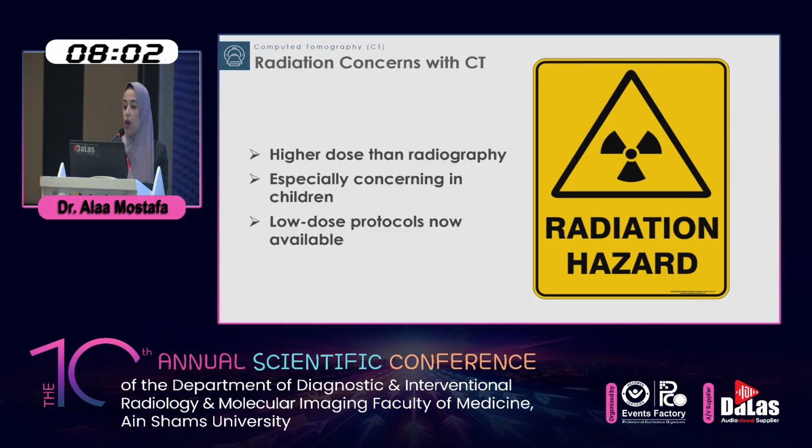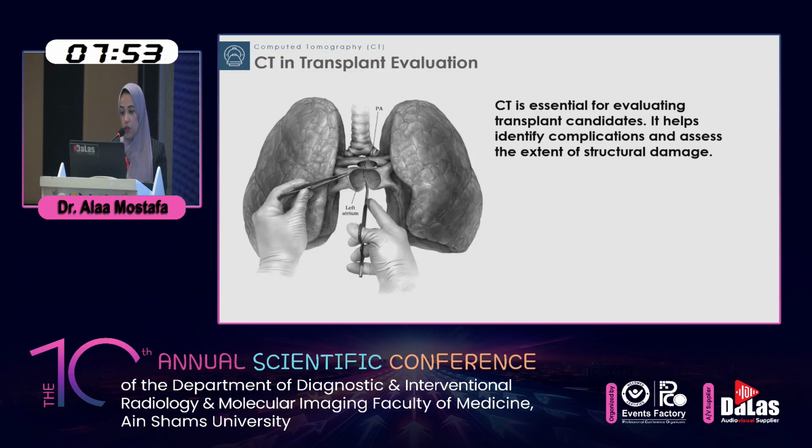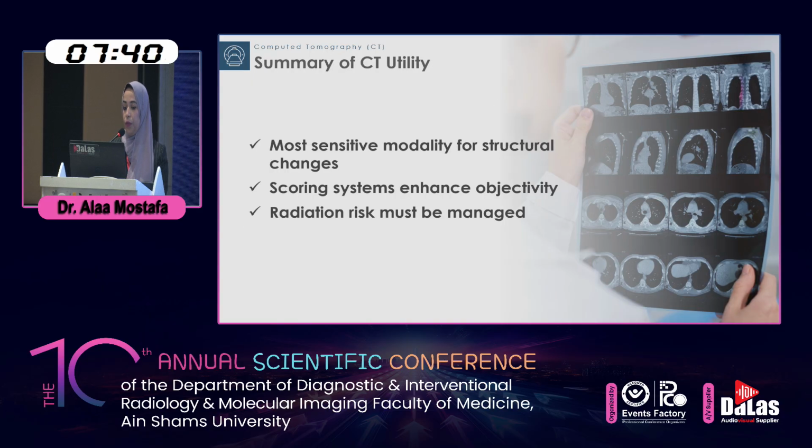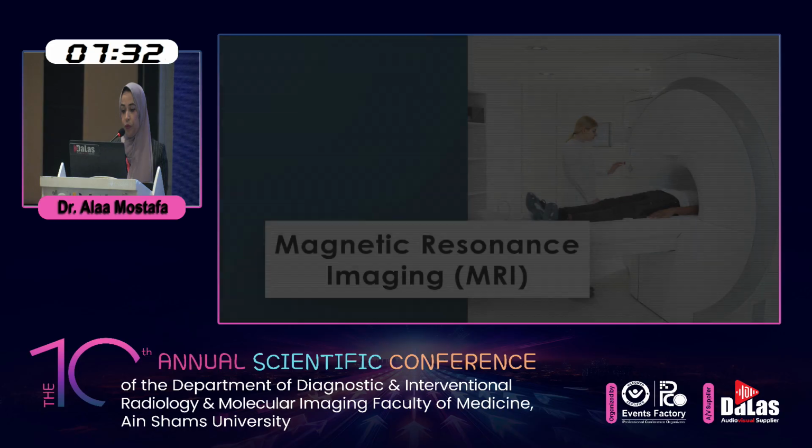CT involves higher radiation exposure, especially concerning in children. Low-dose protocols are increasingly used to mitigate this risk. CT is essential for evaluating transplant candidates. It helps identify complications and assess the extent of structural damage. Pre-transplant imaging assesses lung damage, and post-transplant scans detect complications and monitor graft health. In summary, CT is the most sensitive modality for structural changes. A scoring system improves objectivity, but radiation exposure must be managed.